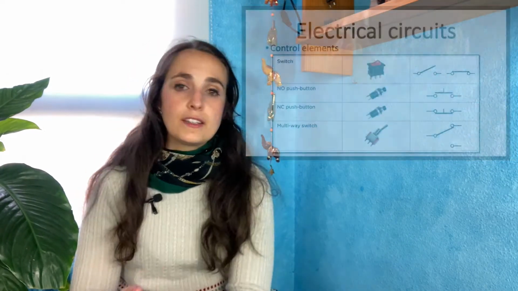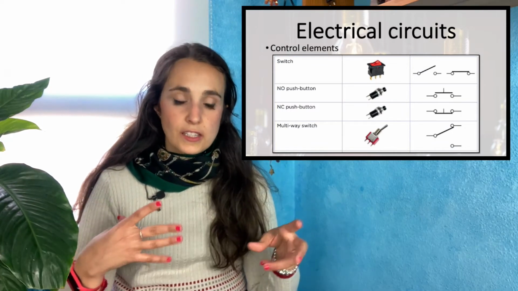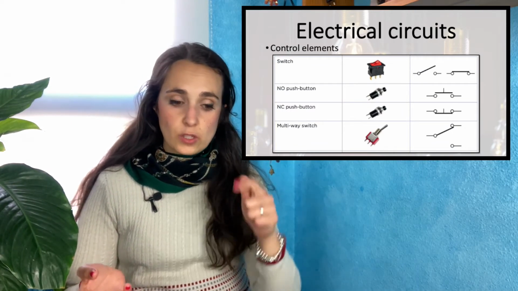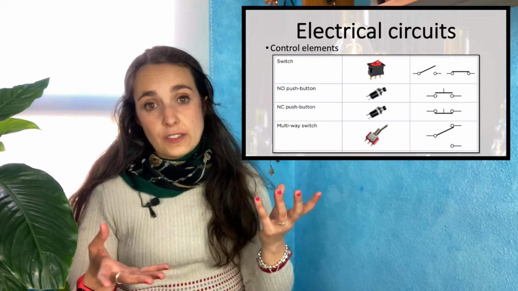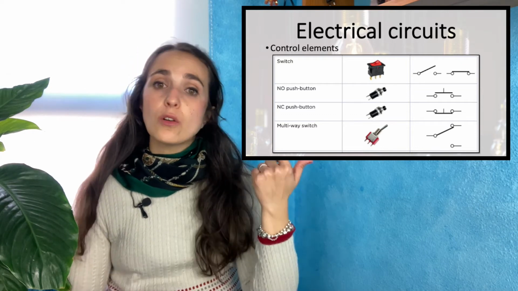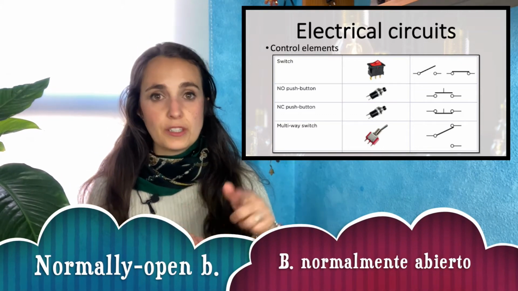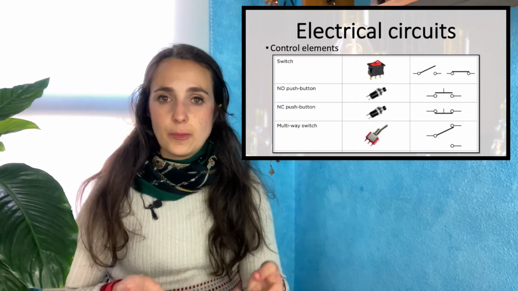Then control elements are the elements that help us to control the circuit. Okay, so we have switches to turn it on and off, or buttons. Buttons can work in two different ways. They can be normally open buttons or normally closed. If it is normally open, when you push it, you connect the circuit and it works, like in a TV or in a computer.